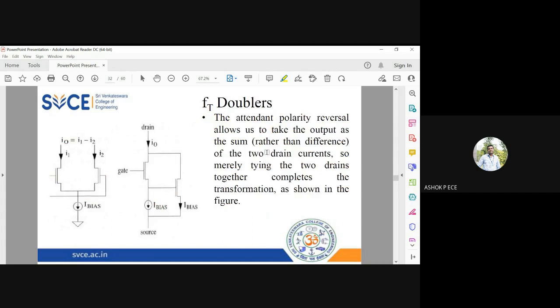The output is the sum of the two drain currents. Actually, it is I1 plus of minus I2. So if the currents are out of phase, the sum will be additive. That is what they mean here.